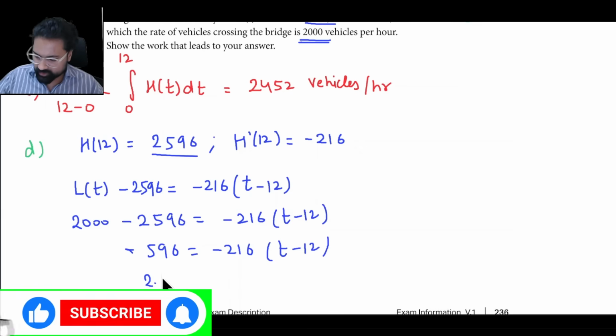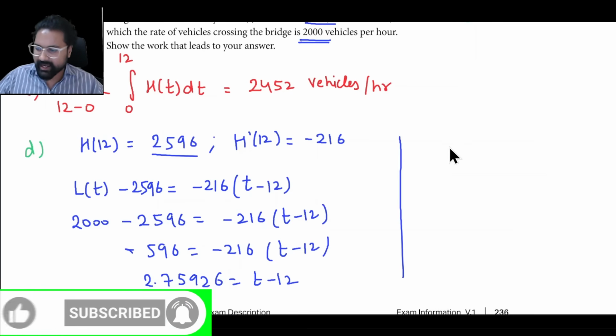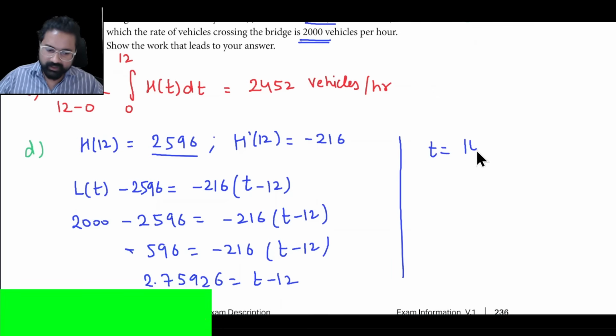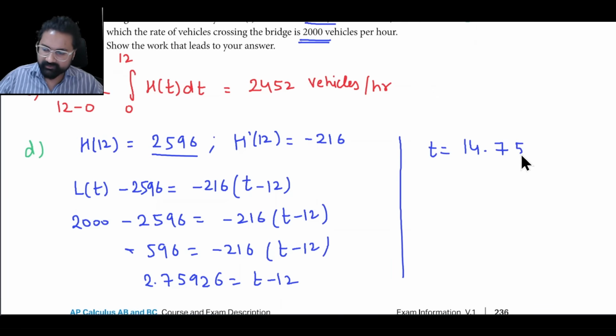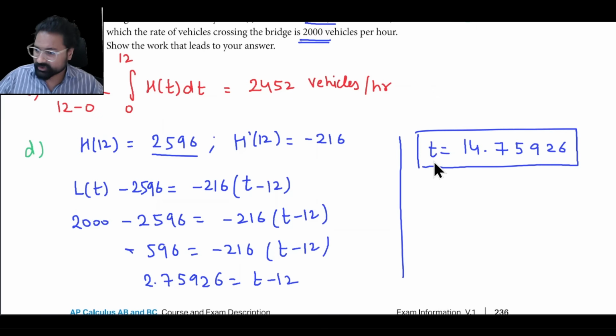So I'm going to get 2.75926 is equal to t minus 12, and add 12 to both sides. So we are going to get 14.75926. Yeah, up to 3 decimal places. What is the unit, by the way? Hours, right? The units are very important. These many hours it will take to do that, L of t equal to 2000.